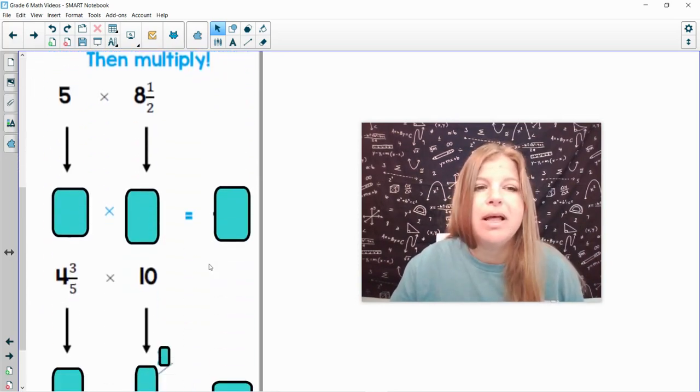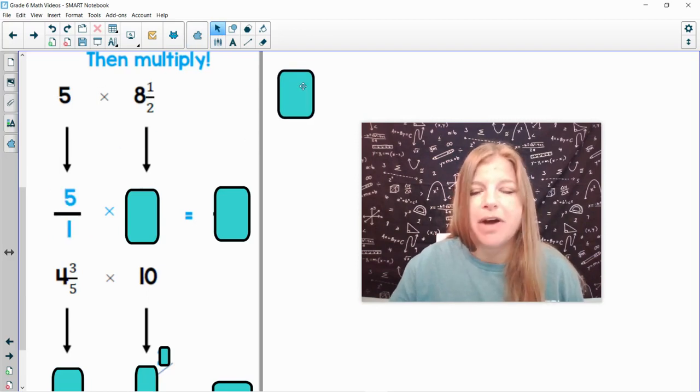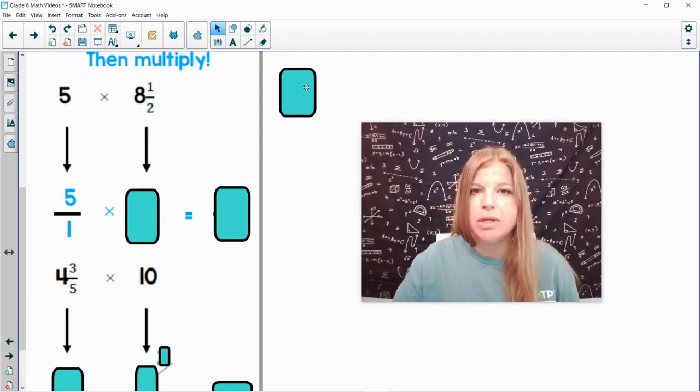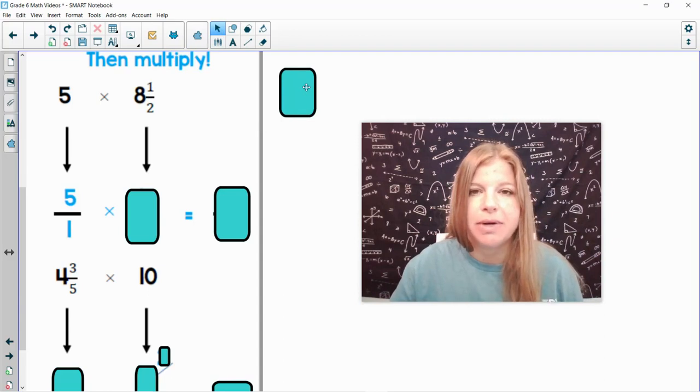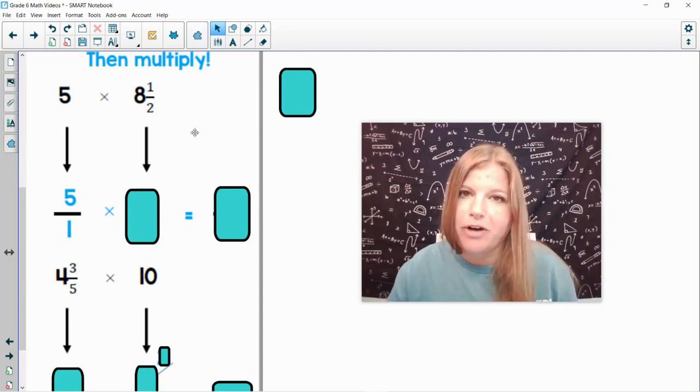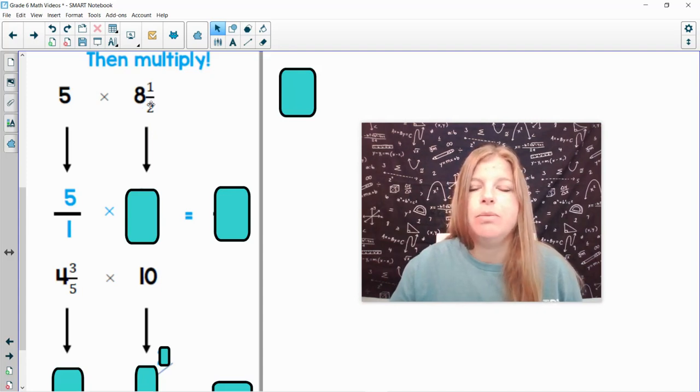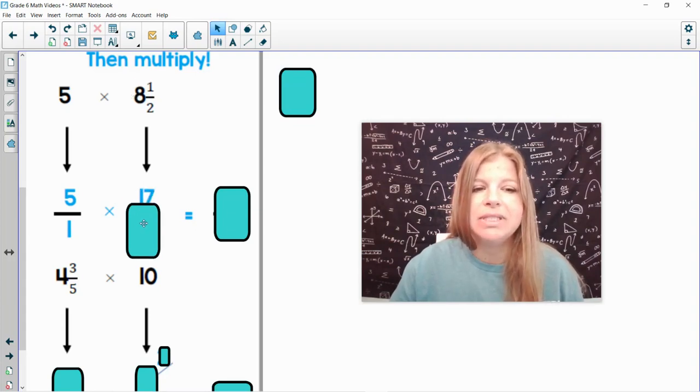So for example, 5 times 8 and 1/2. So 5 is really just 5 over 1. We want to take any whole number and just throw a 1 underneath it to rewrite it in that form. But then we need to change our mixed number into an improper fraction. So the way we take 8 and 1/2 is we take the denominator of 2. We do 2 times 8. 2 times 8 is 16, plus 1 is 17. And that 17 would then be our numerator. The denominator of that fraction is the same denominator that it was in the mixed number.